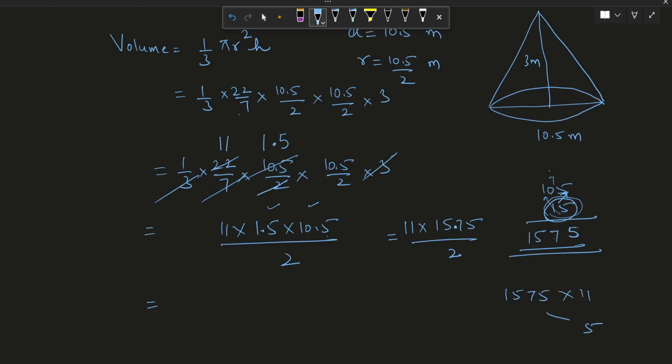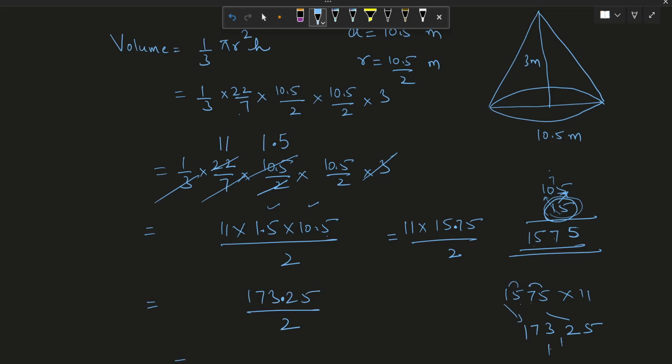Just write 5 as it is, the last digit. Then 5 plus 7, 12, 1 carry over. Again 7 plus 5, 12 plus 1, 13, 1 carry over. 5 plus 1, 6 plus 1 carry over 7, and then 1 comes as it is. So it is 17325. Here is the decimal place, divide by 2.